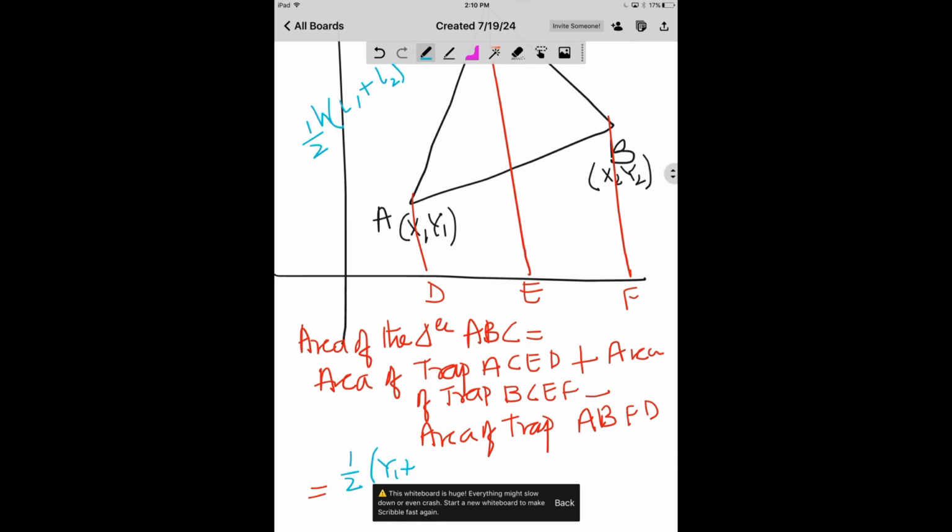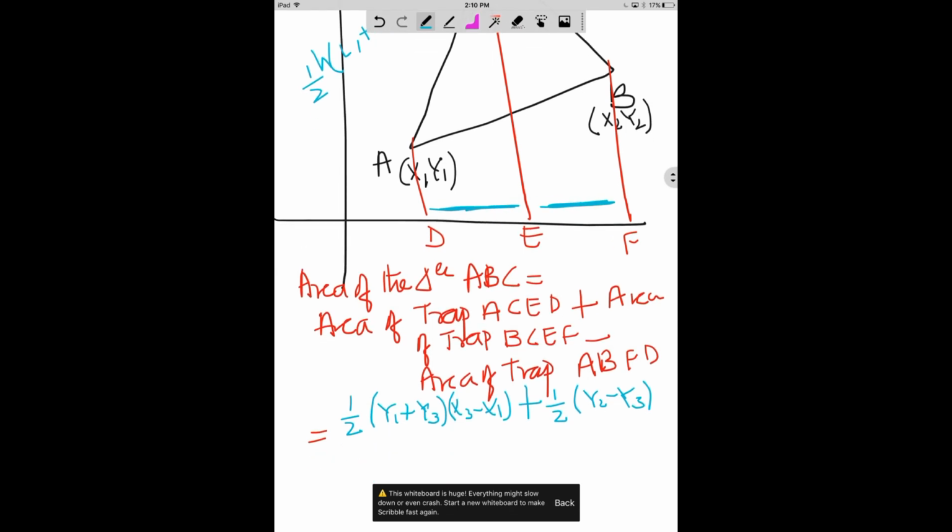That is half into (y1 plus y3), the sum of the parallel sides, times the distance between the parallel sides, x3 minus x1, plus area of the second trapezoid, half into the sum of the parallel sides, y2 plus y3, times h, which is x2 minus x3.